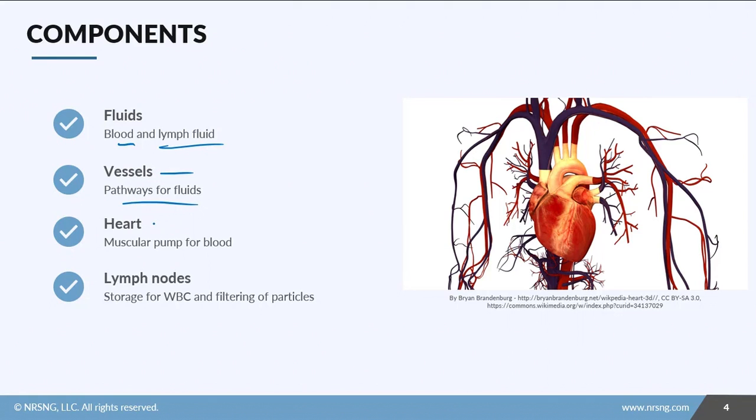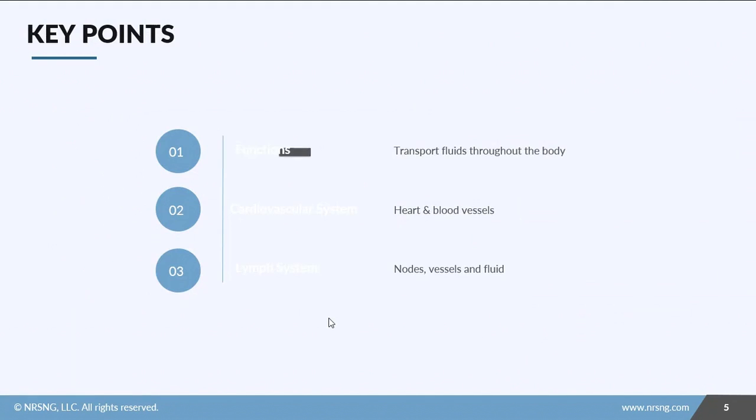And then we have the heart. The heart is going to be your primary pump. It's a muscular pump for blood, and it's going to be that primary mover for all of the fluid throughout the body. And then you finally have lymph nodes. And the way I like to think of lymph nodes is that they're like toll booths. As the lymph fluid goes back along to the heart and goes back up, the lymph fluid has to stop, and it's got to pay the toll. And in this process, white blood cells are stored in the lymph nodes, and this is where any filtering of bacteria or viruses happens.